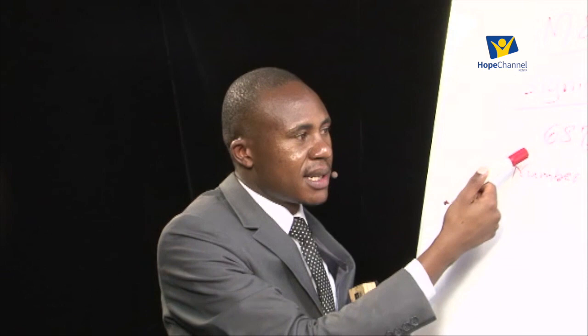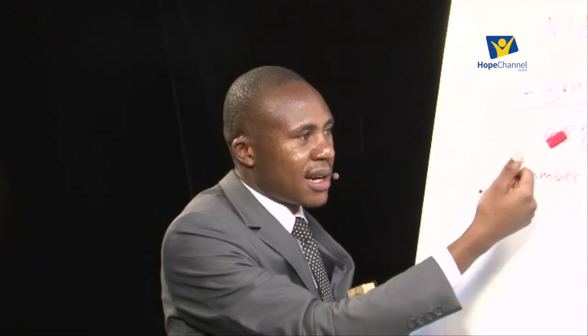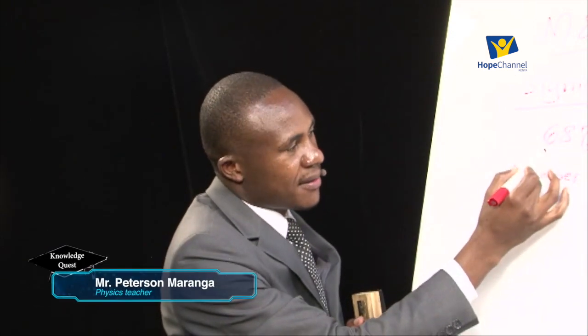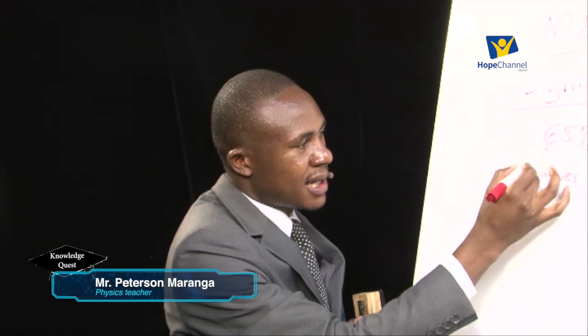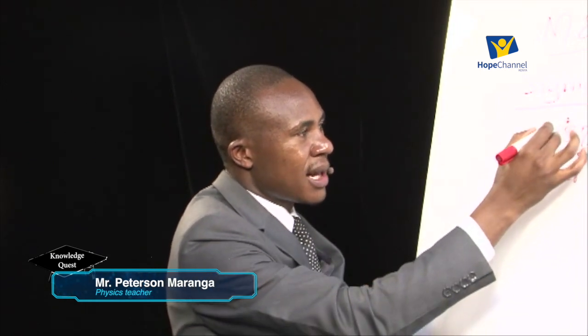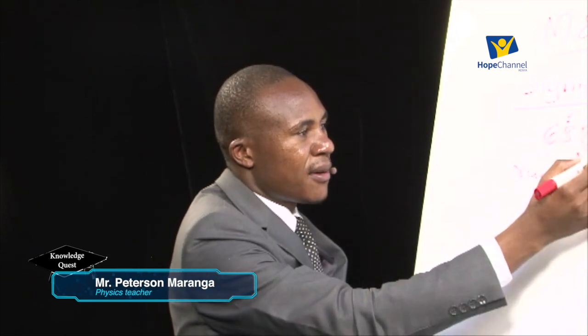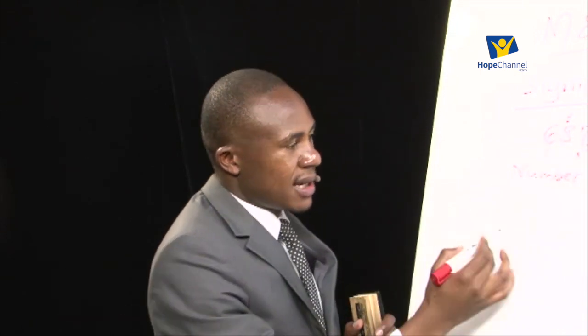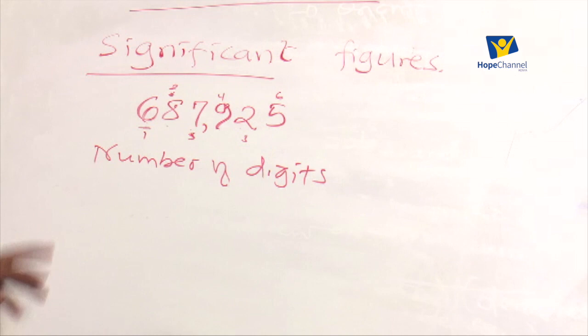No, this number is 687,925. The first significant figure, the first number from the left, is 6. Then this is the second number, the third number. So this is 1, that is the second, the third, the fourth, the fifth, the sixth. So our first significant figure is 6.